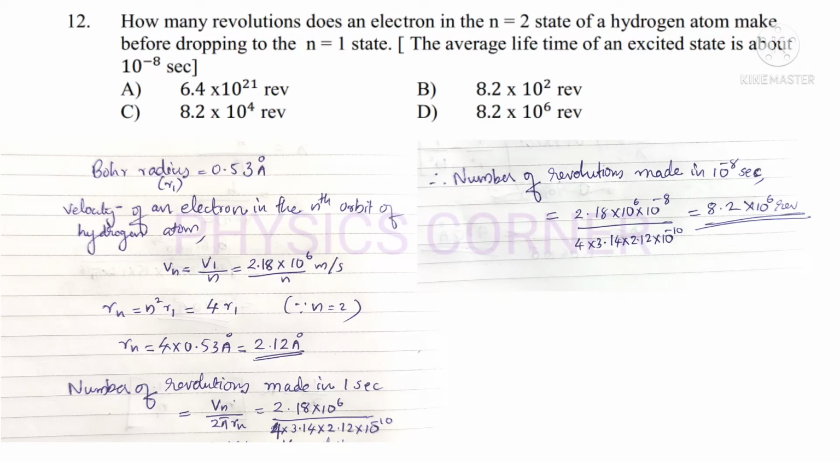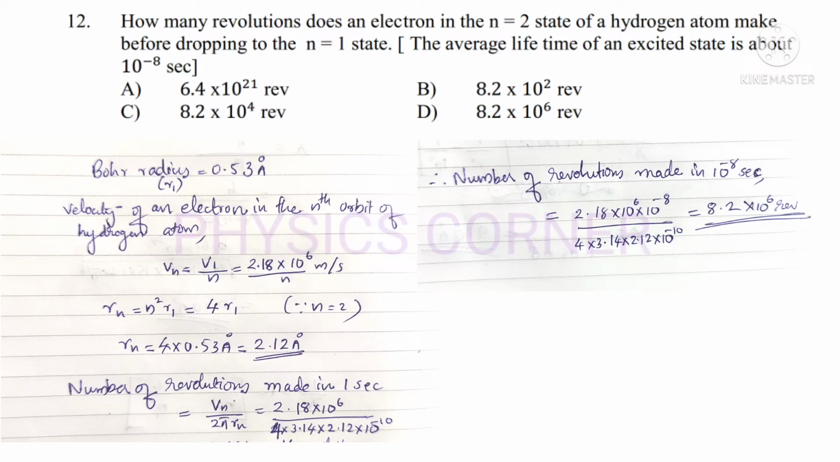Here it's given that the electron is in the state n = 2, right? So here we can find Rn as R2 as 2 square into R1, which is equal to 4 into 0.53 angstrom, which is equal to 2.12 angstrom. And what we have to calculate is the number of revolutions made by the hydrogen atom in 10 raised to minus 8 seconds, right?